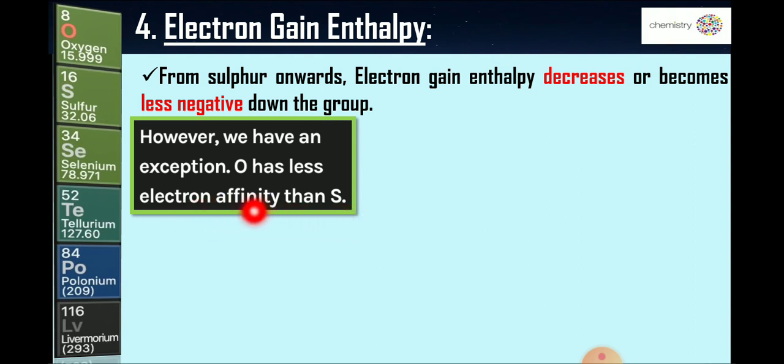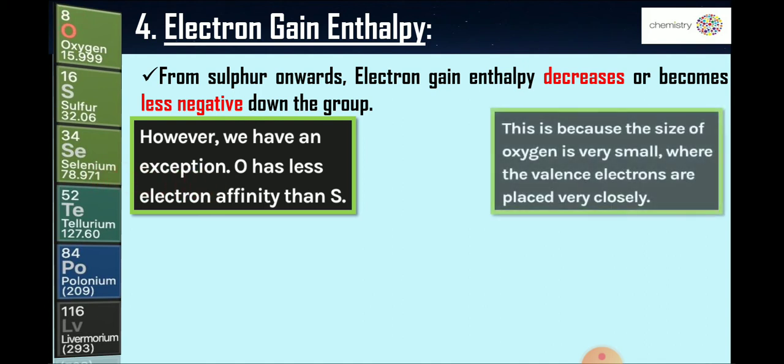Electron affinity and electron gain enthalpy are one and the same. Okay, both are one and the same. Oxygen has less electron gain enthalpy. So when you move down, it decreases, which means oxygen must have a more negative value and sulfur a lower value. But in the exceptional case, oxygen has less and sulfur has more. Why? This is because the size of oxygen is very small. Oxygen is a very small atom.